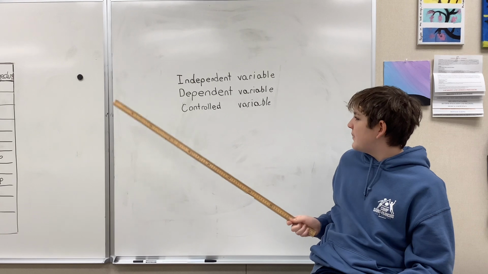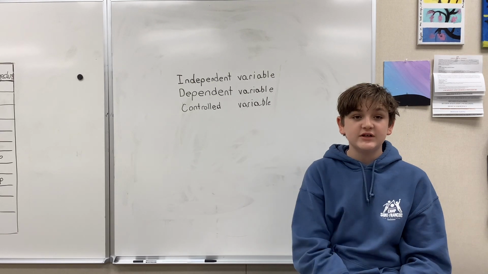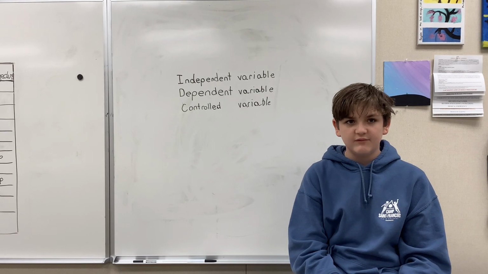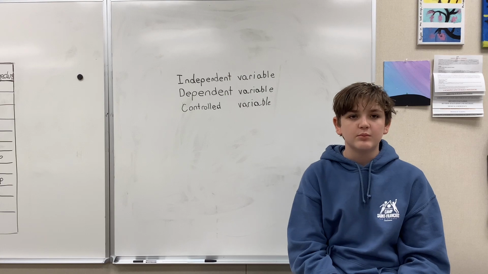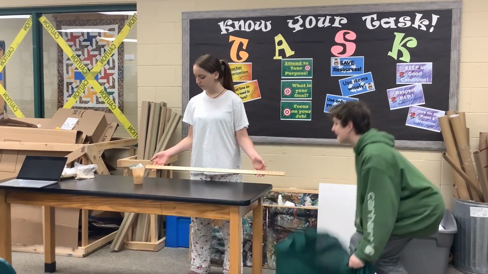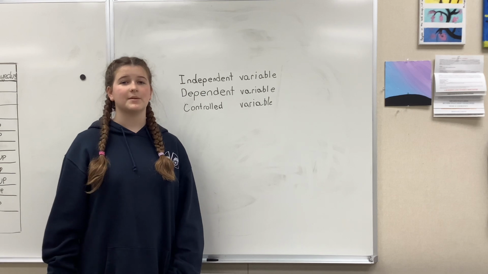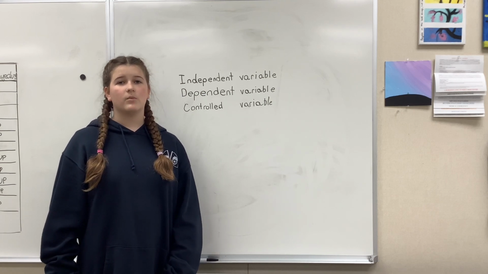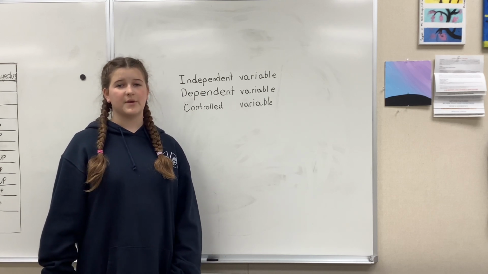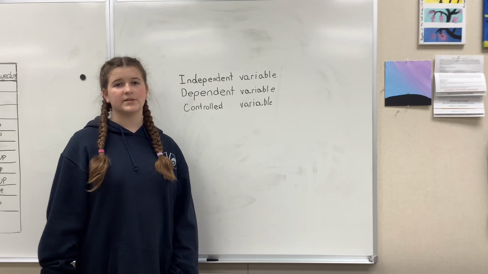Next is the dependent variable. It is what changes because of the independent variable, and for us, it was the inches that moved. We also had the controlled variable, which is something that stayed the same throughout our whole experiment. One thing that stayed the same throughout our whole experiment was the tablecloth and the plates that we were using.